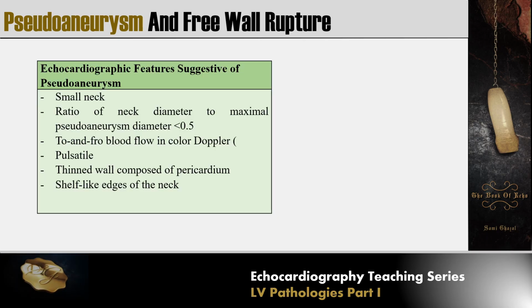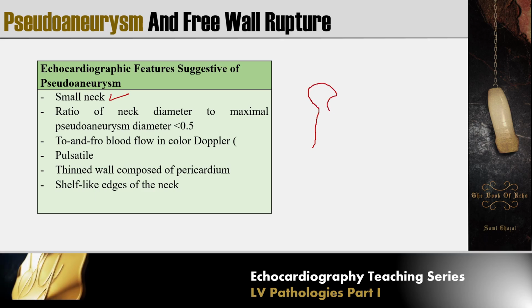Now, some features suggestive of pseudoaneurysm, as mentioned, a small neck. Now, the ratio of neck diameter to maximal pseudoaneurysm diameter is less than 0.5. For example, this is the LV. Now, let's say you have a bulging. Now, you check the neck here.